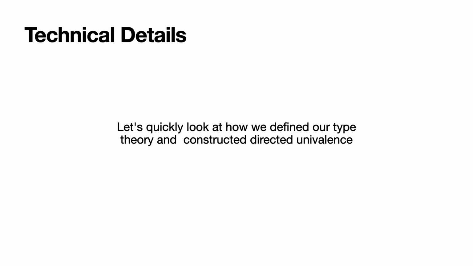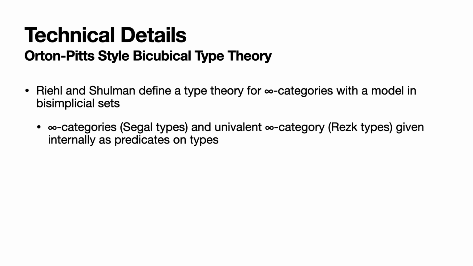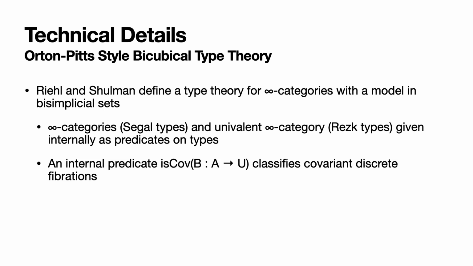Let's now take a quick look at how we define this type theory. So, Emily Riehl and Mike Shulman define a type theory for infinity categories that has a model in bisimplicial sets. And some of the main ideas are that Segal types and Rezk types are defined by giving predicates on types that say when a type is Segal or Rezk. Similarly, there's also a predicate that says when a dependent type is a covariant discrete fibration.